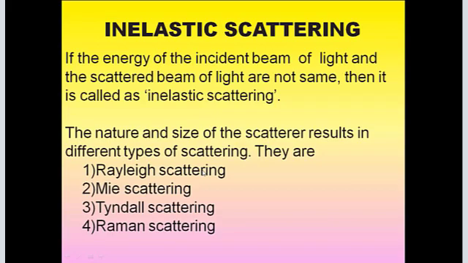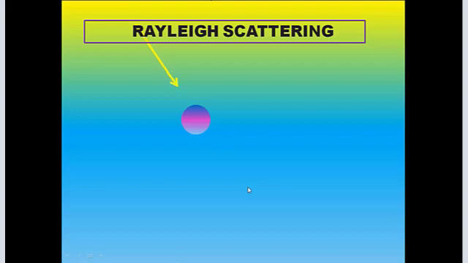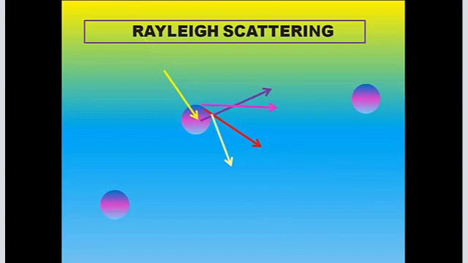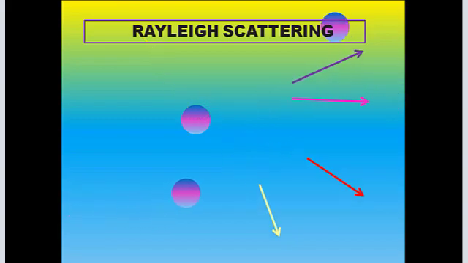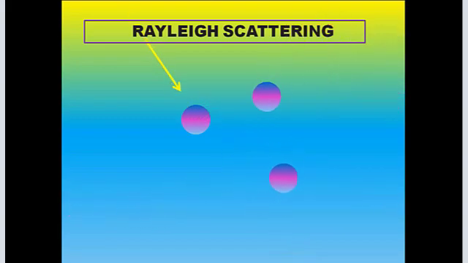Depending on the nature and size of the scatterer, the result is different types of scattering, which can be classified as Rayleigh scattering, Mie scattering, Tyndall scattering, and Raman scattering. Let me explain one by one. What is Rayleigh scattering? If the incident beam strikes the particle, then it will be scattered in different directions. And the amount of the scattering, note the point.